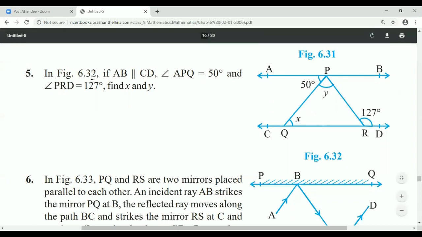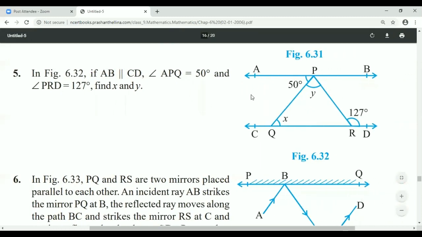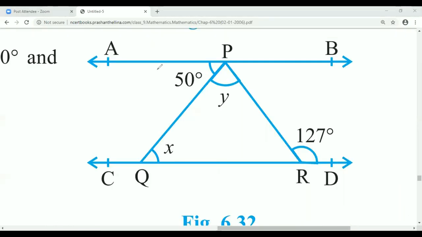In figure 632, if AB is parallel with CD, angle APQ is equal to 50 degree and angle PRD is equal to 127 degree, find X and Y. So here the parallel lines are AB and CD, and angle APQ is given here, that is 50 degree. Angle PRD is given as 127 degree. We have to find the measurement of X as well as Y.